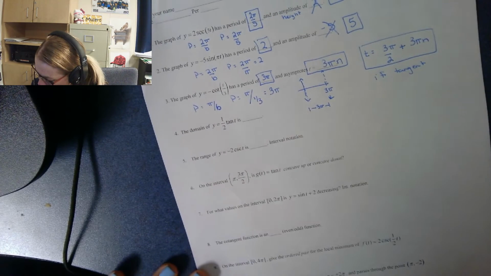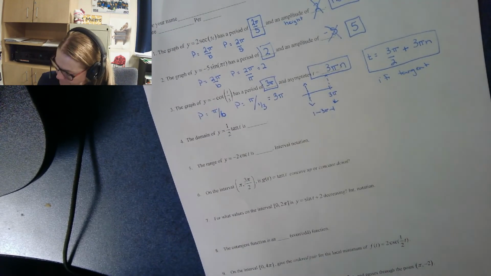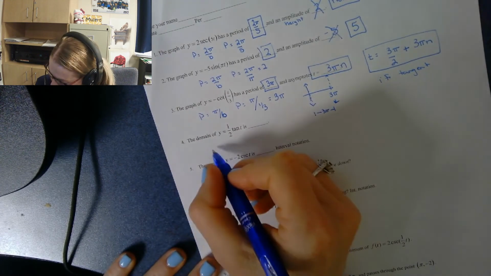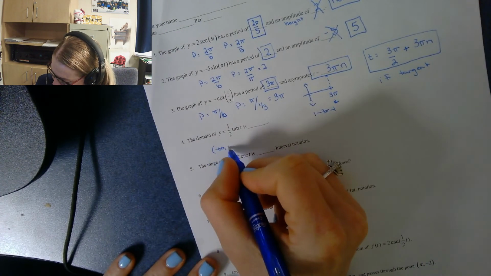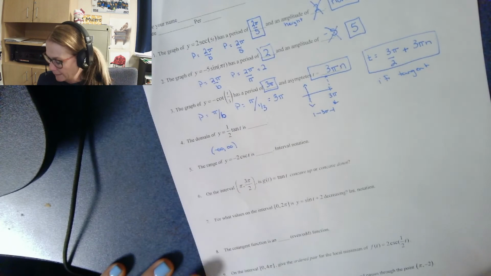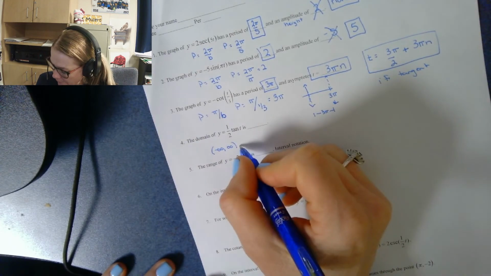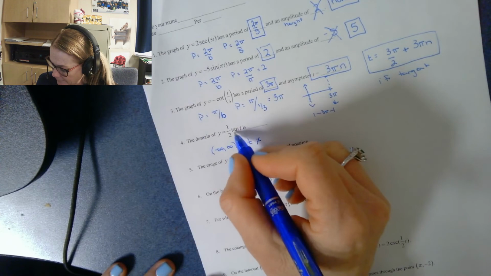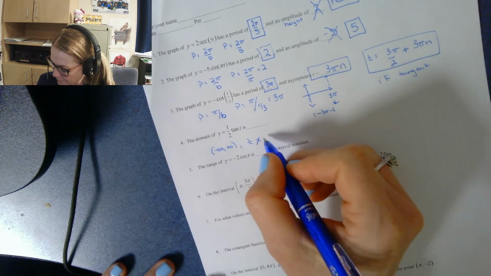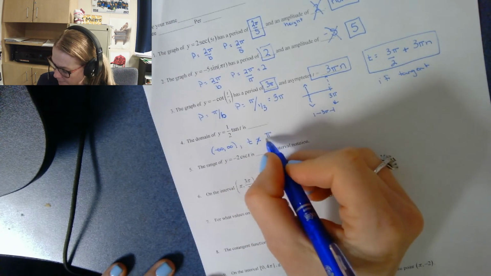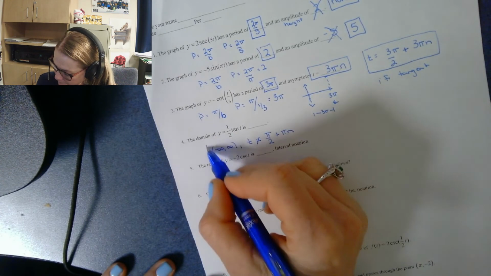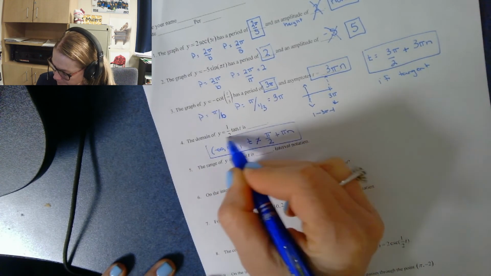The domain of y equals 1/2 tan t is, well, the 1/2 doesn't really do anything. So this is just one of the basics. That's pretty much, in terms of domain, the parent function: all real numbers, but t can't be. Again, the period of tangent is pi, so the asymptote starts at pi over 2, but repeats by pi n.